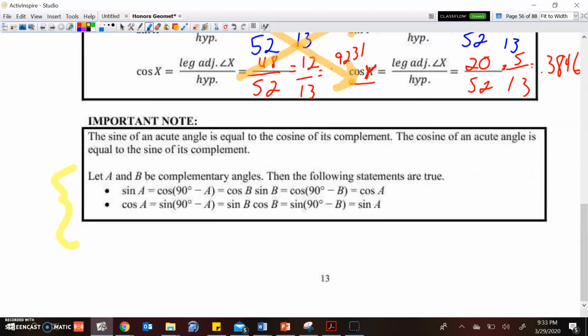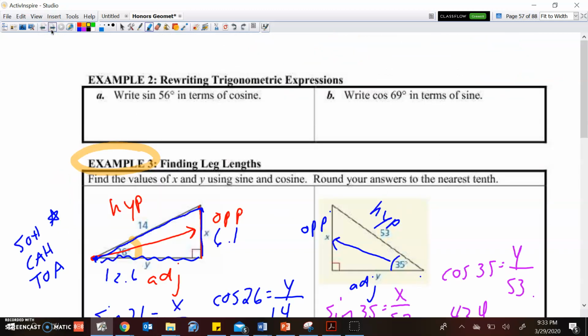I think it looks a little complicated the way they have it written. But if you want to look at that a little more closely and dig into it, you can understand that, okay? All right, so let's just try it and see what that means. So in this example, they're saying rewrite trigonometric expressions. So write the sine of 56 in terms of cosine.